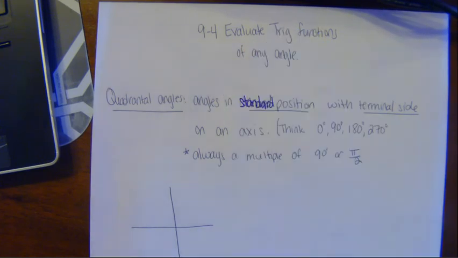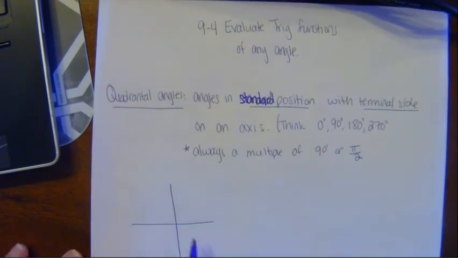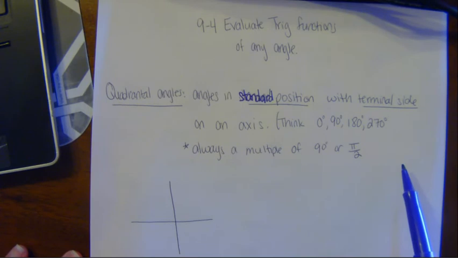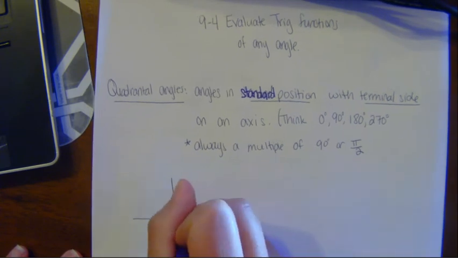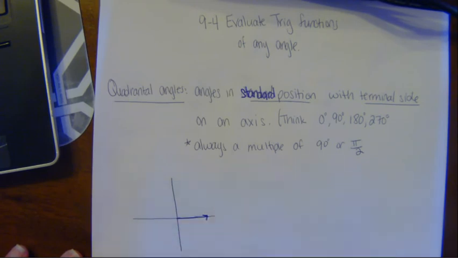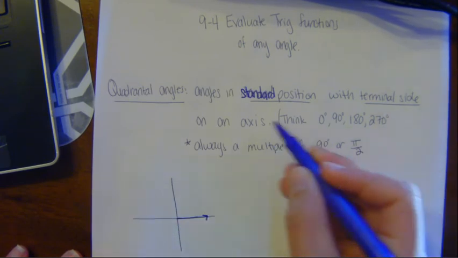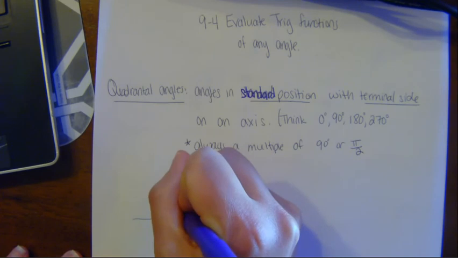Okay, standard position, that's the angle that you're always talking about, where it starts on the positive x-axis and then the terminal side rotates around. So your terminal side is going to be on an axis. That means if our angle starts here on this positive x-axis, and the terminal side is on an axis, we're talking about this angle that's right here.